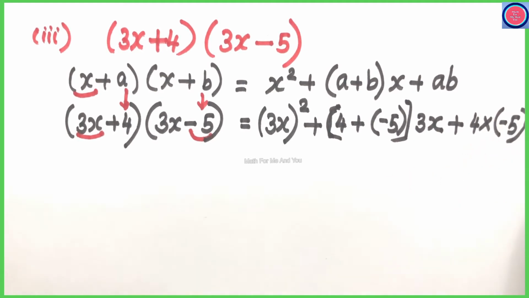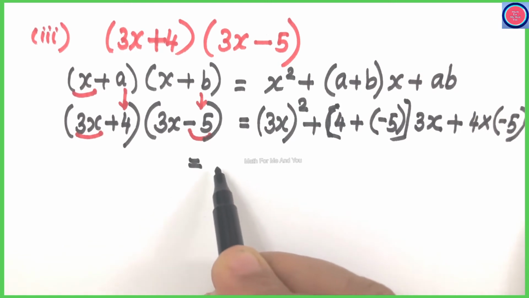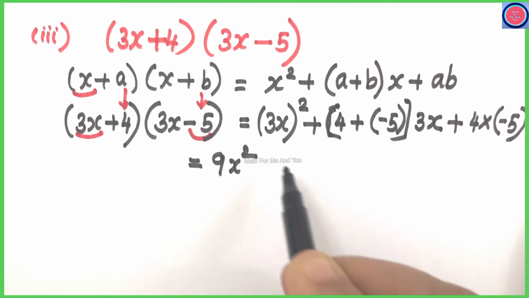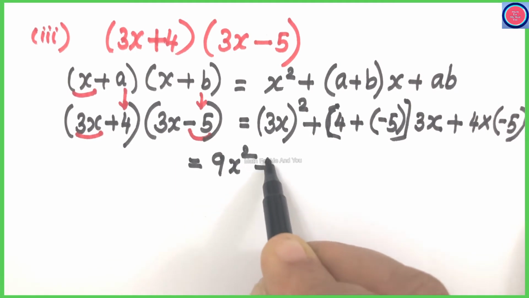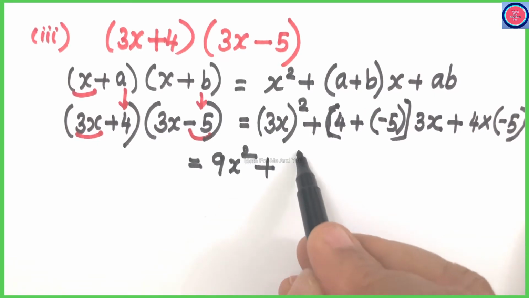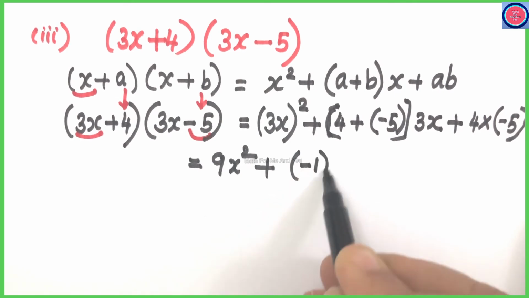Simplify all these brackets and get the answer. 3x the whole square. We have to give the power separate. 3 square x square. 3 square is 9 and x square. Plus inside the bracket 4 plus minus 5. Plus times minus is minus. That means 4 minus 5. What is 4 minus 5? We have to answer the big number minus small number. That is 5 minus 4. The big number is negative. So here we get negative 5 minus 4 is 1.